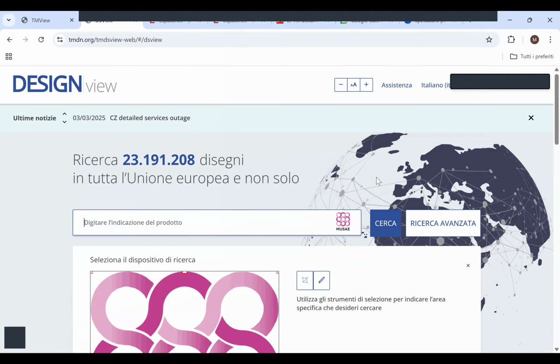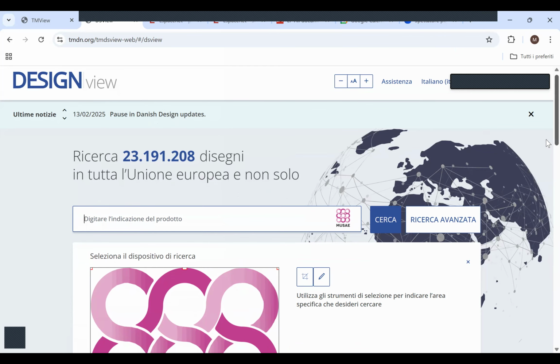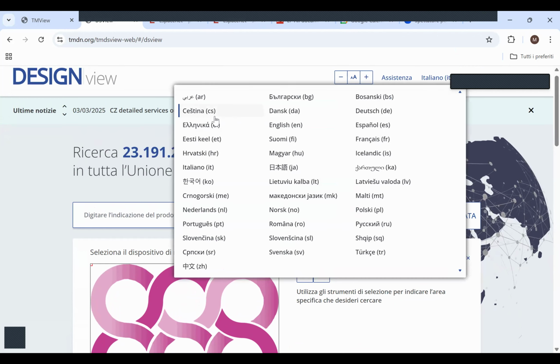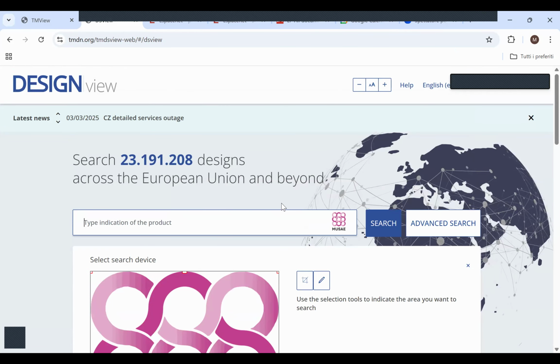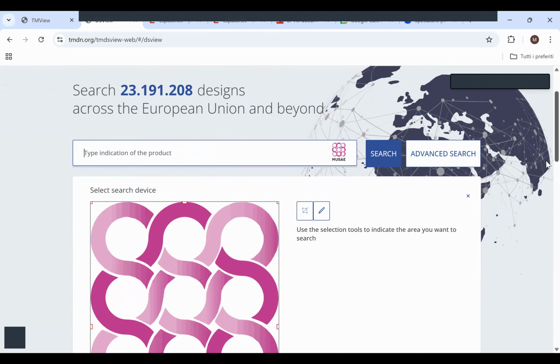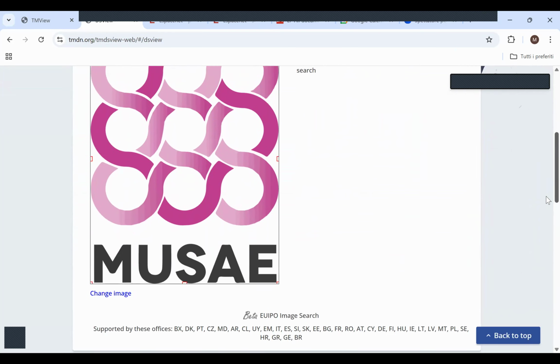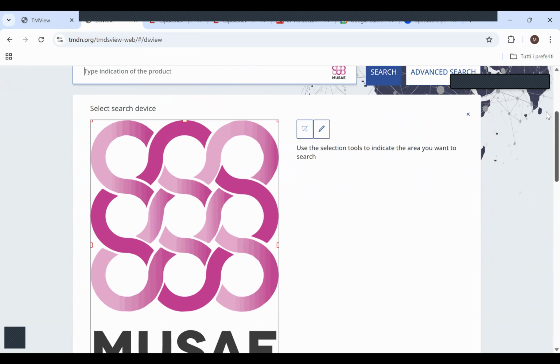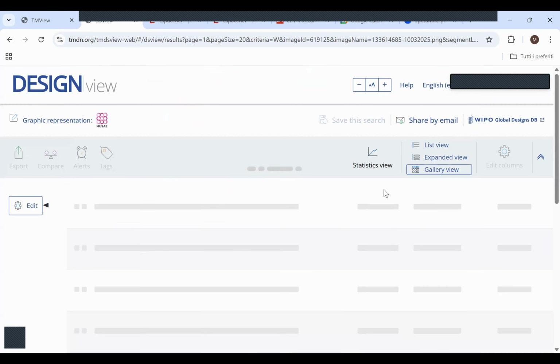Okay, you may look at the design, also design. Also here, sorry for the Italian, English. Also here you may select the name of the product, or you may select a design. In this case, I have just uploaded the picture, the logo from Muse. You may search also here.